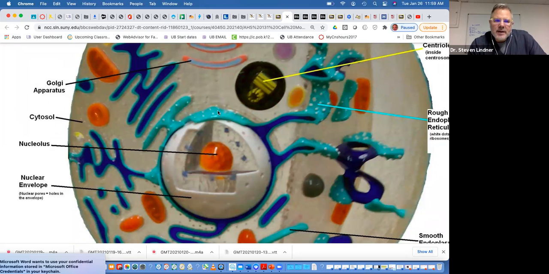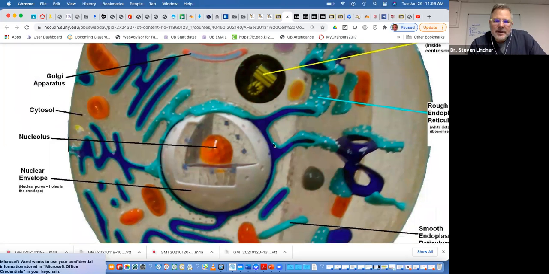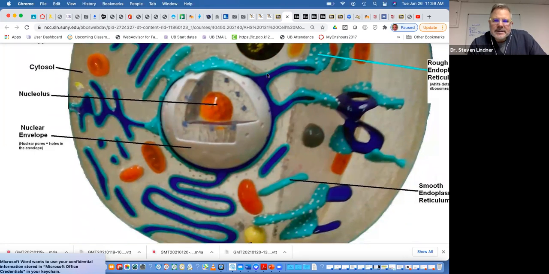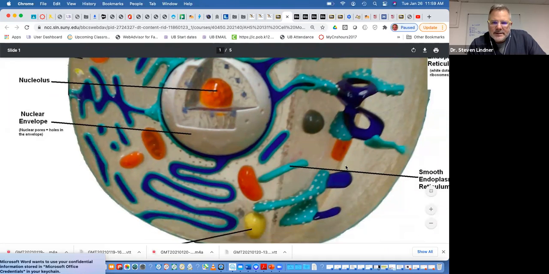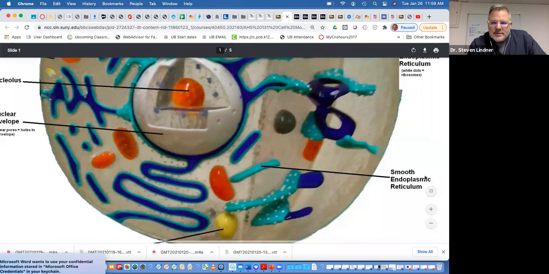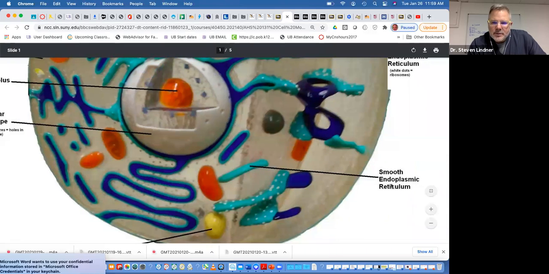Continuous with the nuclear envelope is the endoplasmic reticulum, and we can see that these have the white speckles on them. So this would be the rough endoplasmic reticulum. But this section here that does not contain the ribosomes is referred to as smooth. Here's another one. You can see that here, this is the smooth endoplasmic reticulum. There are no ribosomes here, but there are ribosomes here.